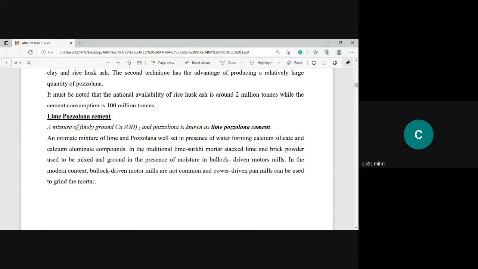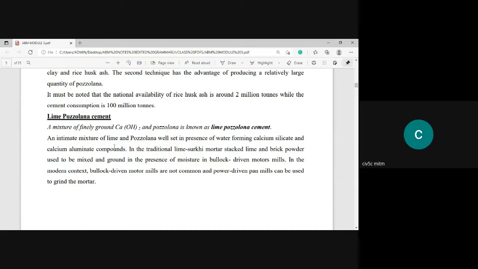Now the mixing plays a very important role here. How to blend these two components is very important. If you blend the two materials manually, the reaction will be different. If you blend the materials, that is calcium hydroxide and pozzolana, in a machine, it will be different. So let us know how the blending process goes ahead.